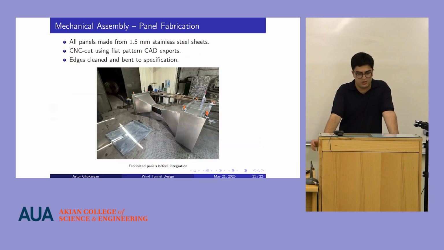Mechanical assembly. Initially, the panel fabrication. All panels were made from 1.5 millimeter stainless steel sheets. CNC cutting was used from the initial 2D sketches from computer-aided design. SolidWorks was used for the design. And edges were cleaned and bent to specification.